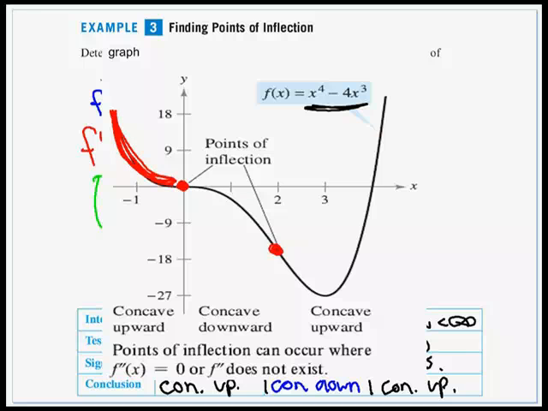Our next interval went between the numbers 1 and 2. We plugged in the test value of 1, and we got a section that's concave down. And then we plugged in the value of 3, and we got another stretch of the graph here on the last interval that is again concave up.